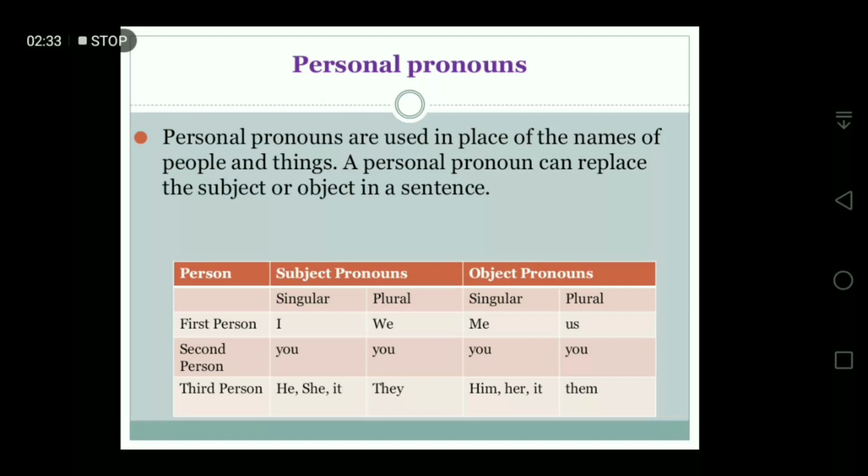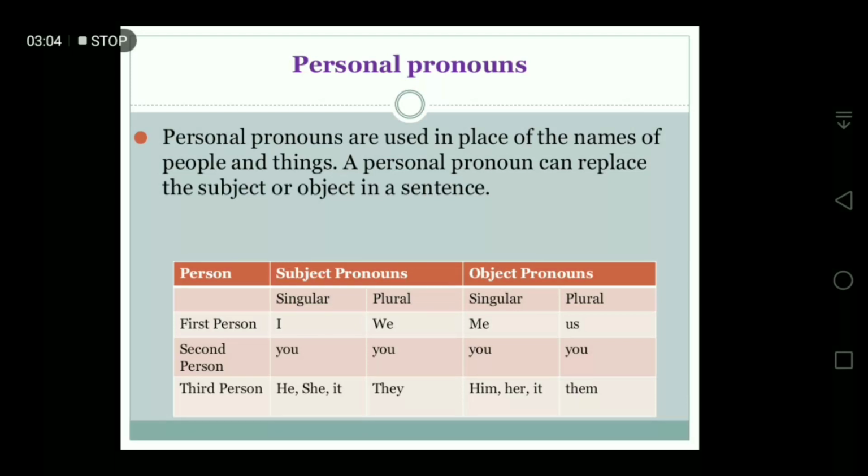Personal pronouns. Personal pronouns are used in place of the names of people and things. A personal pronoun can replace the subject or object in a sentence. So we are using personal pronouns instead of the names of people or things. Here is the table of subject pronouns and object pronouns. All of these belong to personal pronouns.